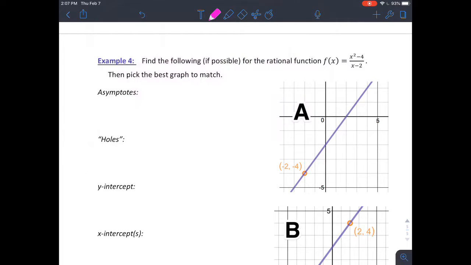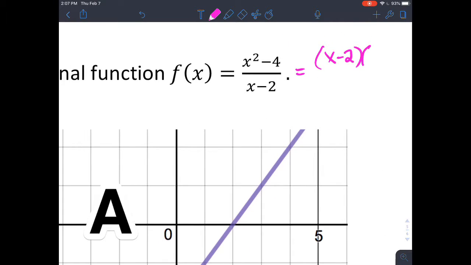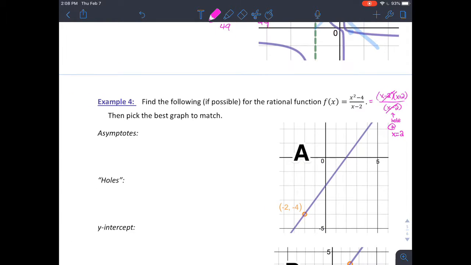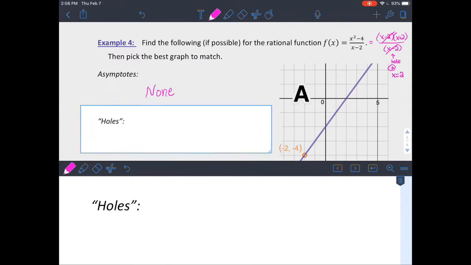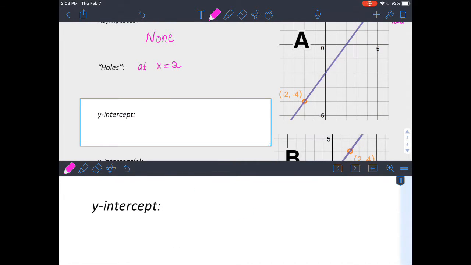One more. Okay, let's talk about one that might have a hole in it. So if you simplify this to start with, you can factor x squared minus 4 into x plus 2 and x minus 2, and then your factors of x minus 2 divide out. So really, since you no longer have a problem at x equals 2, there's a hole there, not an asymptote. There are no asymptotes, since my denominator divided out to 1, but there is, as I said, a hole there at x equals 2.